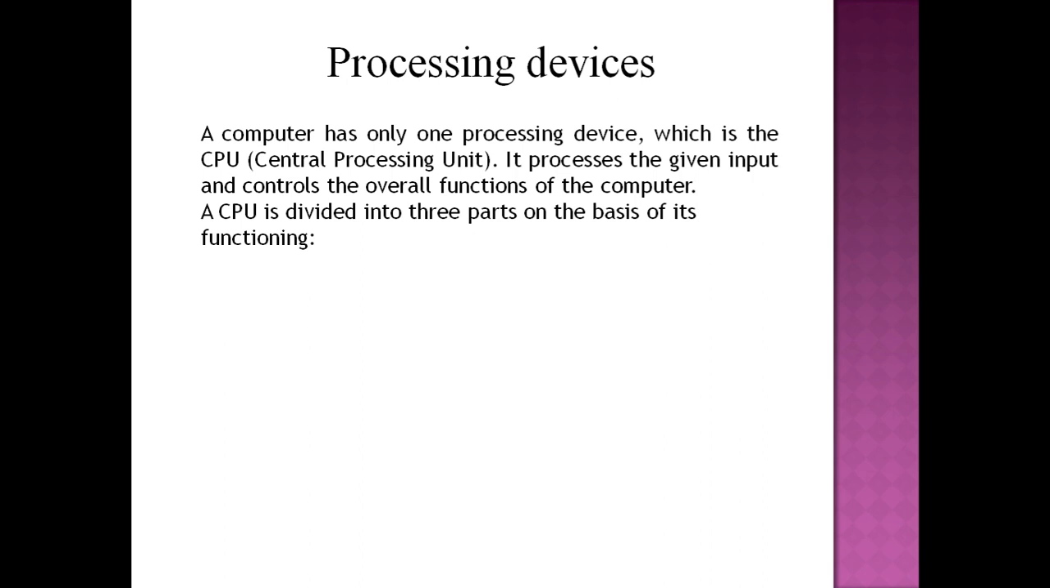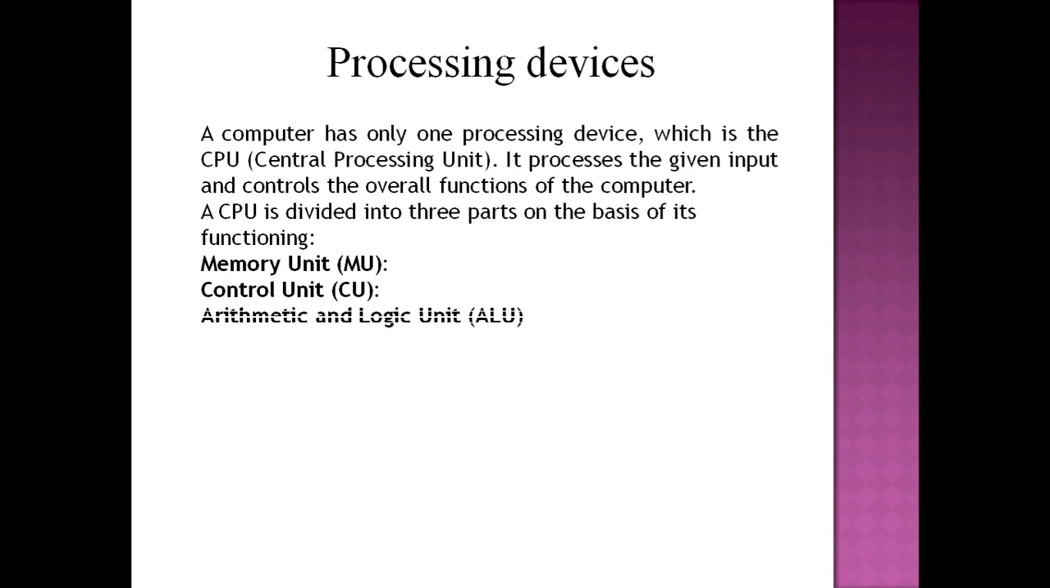So basically a CPU is divided into three parts on the basis of its functioning. The first part is the memory unit. It stores data and instructions which can be recalled anytime you want. The second part is our control unit. It controls and manages the functioning of all the parts of a computer.